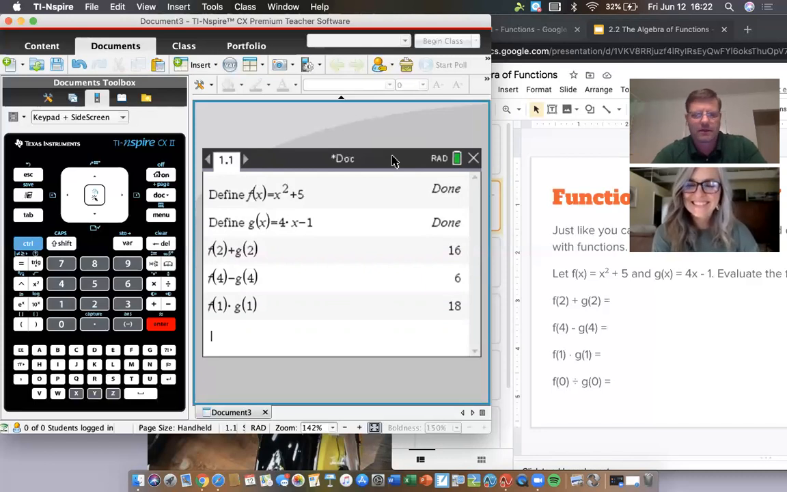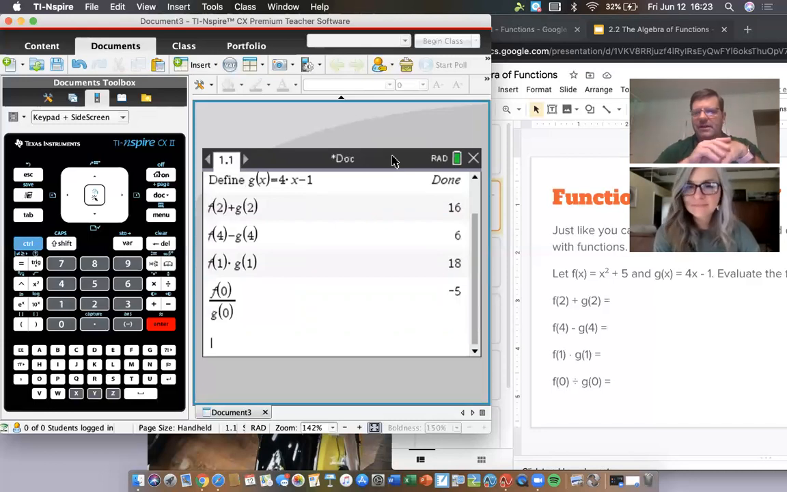Yeah, that would work. And then if I had done f of 0 divided by g of 0, 5 divided by negative 1, I'm getting negative 5.